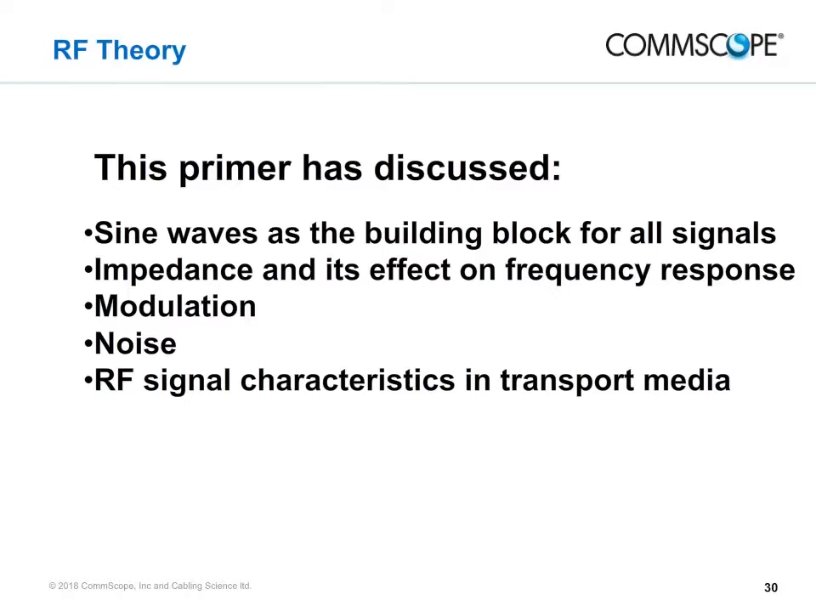To sum up, we've covered sine waves and their characteristics, impedance and how it relates to AC current and voltage, a general model for modulation and a list of some widely implemented forms of modulation, the meaning of noise and its effect, and some of the unique characteristics of RF signal transport in media such as coaxial cable.